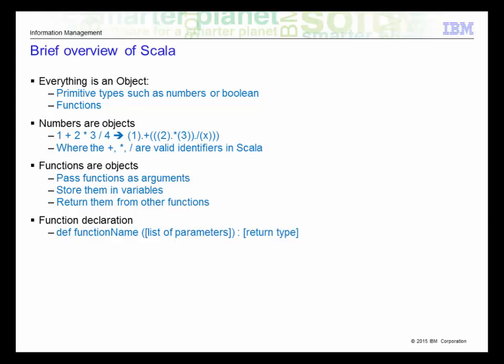Functions are objects. You can pass functions as arguments into another function. You can store them as variables. You can return them from other functions. The function declaration is the function name followed by the list of parameters and then the return type. This slide and the next are just to serve as a very brief overview of Scala. If you wish to learn more about Scala, check out its website for tutorials and guides. Throughout this course, you will see examples in Scala that will have an explanation of what they do. Remember, the focus of this course is on the context of Spark. It is not intended to teach Scala, Python, or Java.